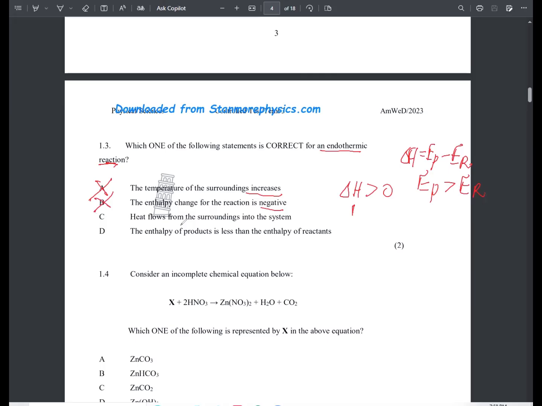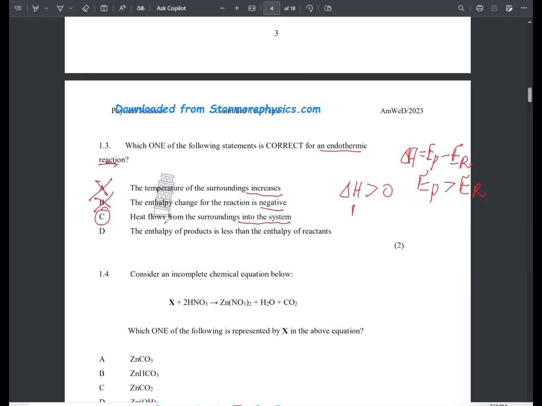Now C, heat flows from the surroundings into the system. What do we know about the endothermic reaction? It absorbs the heat. So this perfectly describes that. Heat flows from the surroundings into the system, which then leads to the surroundings being cold, the surroundings decreasing in temperature, right? So definitely C.